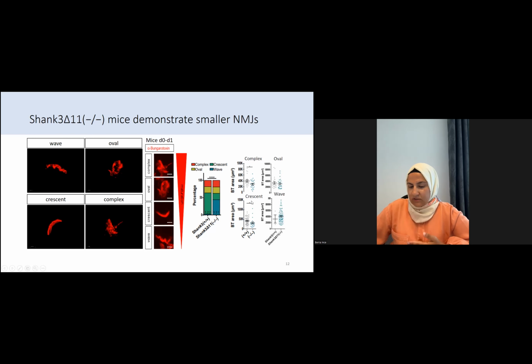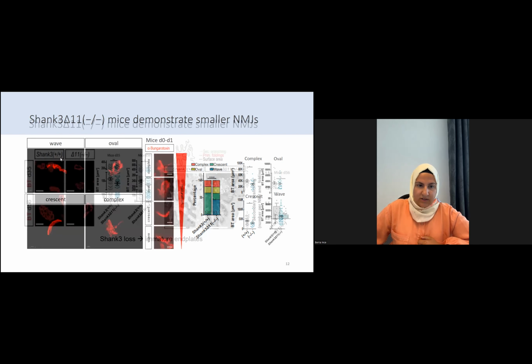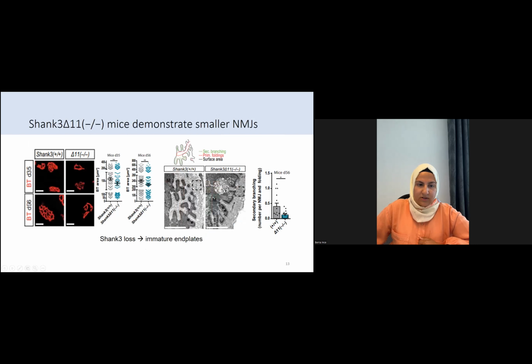And for day 0, the mature complex form was significantly decreased. Here you can see it for day 35 and day 58 mice, the bungarotoxin area is decreased.